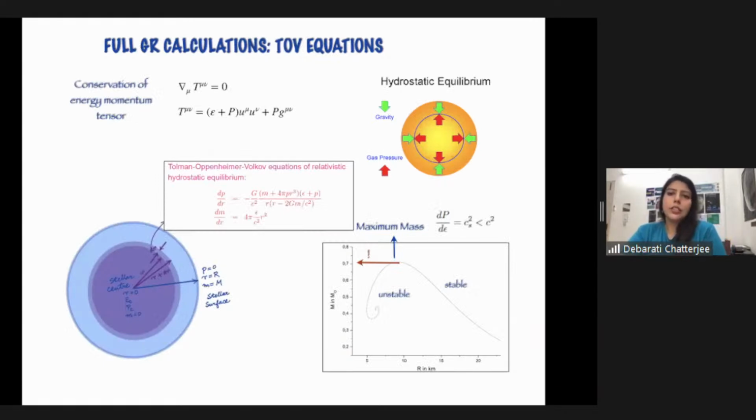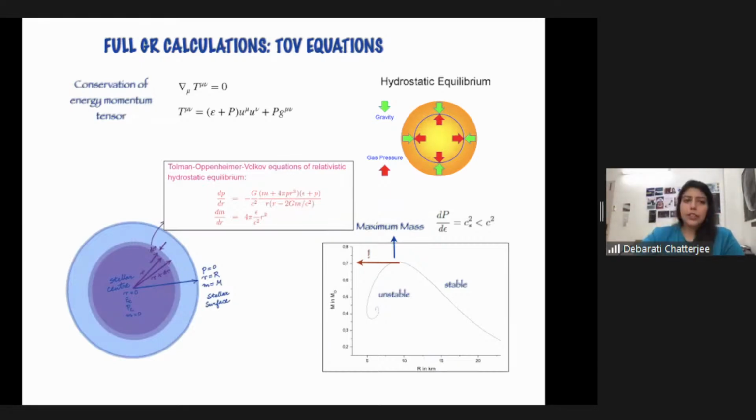Now let's look at what happens when we go into the territory of neutron stars. As you know, neutron stars have much stronger gravity, so they are much more relativistic. And so now we cannot neglect the GR effects as we were doing in the case of the white dwarf. So how do we include full GR effects into the hydrostatic equilibrium equations?